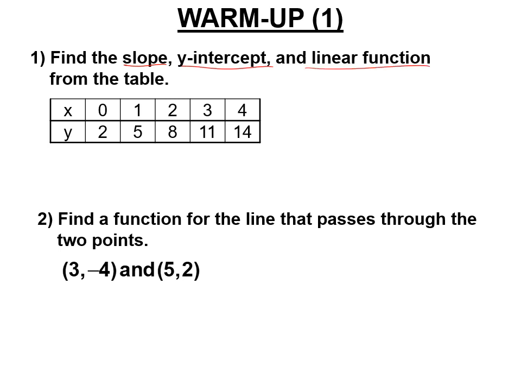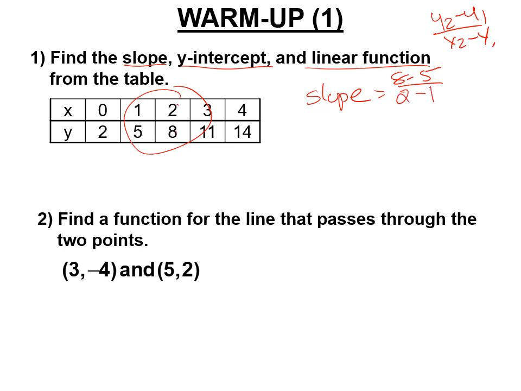To find the slope, you take any two points. I'm going to take those two, so I'm going to do 8 minus 5. Remember, for slope, the y's go up top, the x's are on the bottom, right? So we have to flip this upside down. And since I started with 8, I have to start with 2. So I get 3 over 1. The slope here is 3.